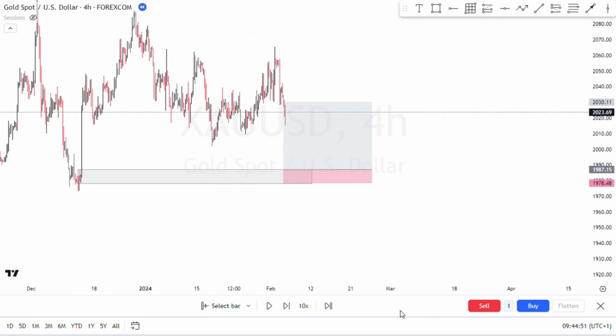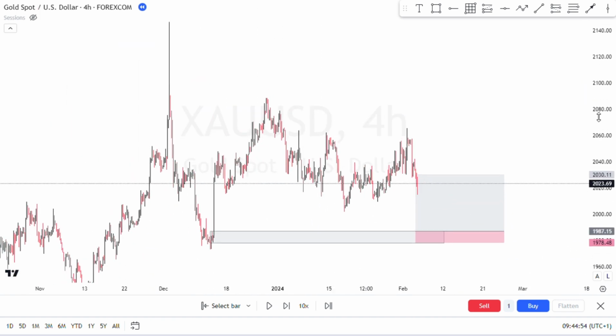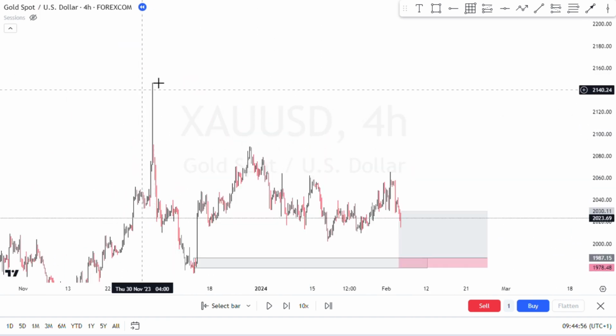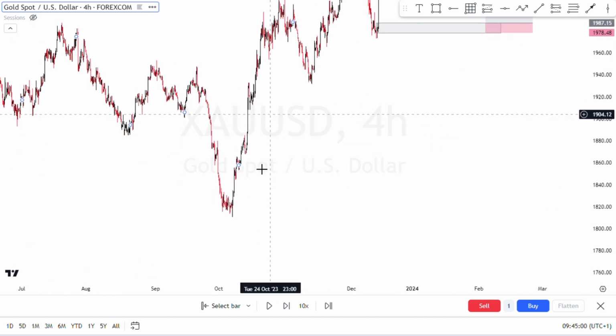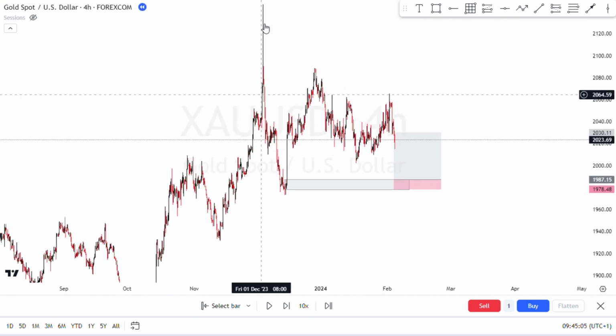So let's just play it out and then see. We're going to set our take profit using this previous high, because price is going in a bullish direction on the higher time frame. I see price going in a bullish direction: higher low, then higher high, then higher low, then higher high, then higher low.